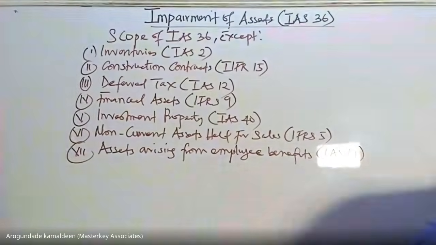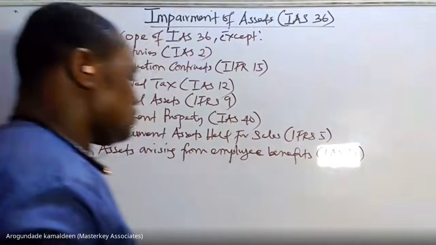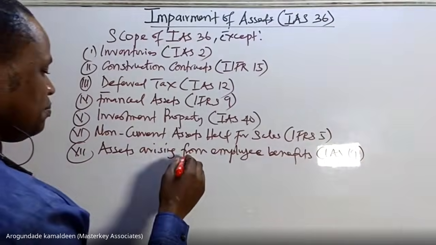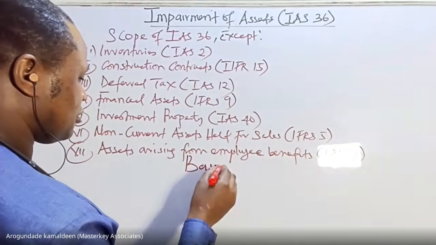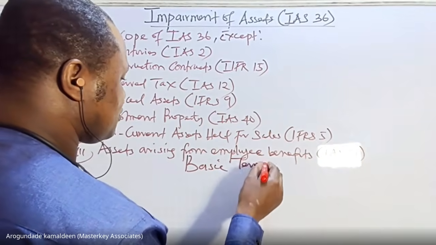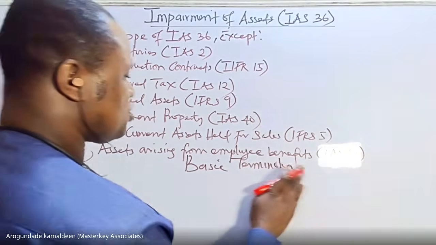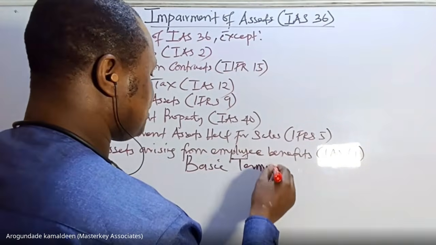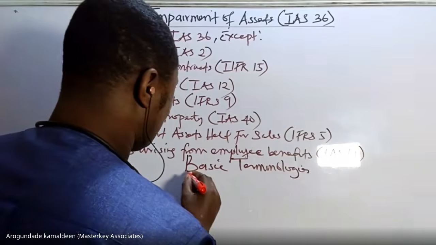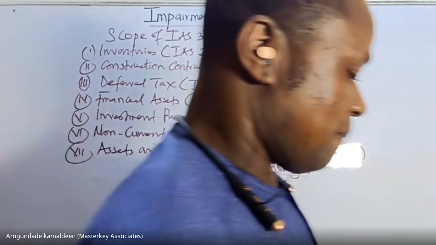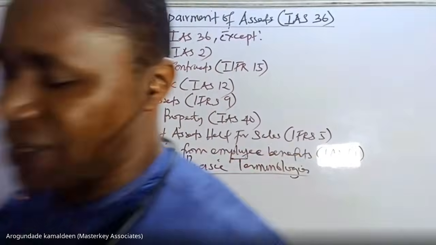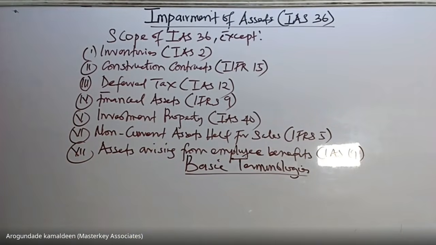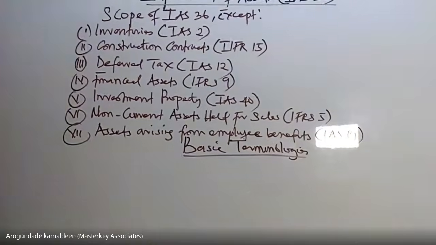So having said that, it is important we look at some basic terms, basic definitions, because your understanding of IFRS begins from the definition of some terms. Remember, impairment. What is impairment now? Everything is in the material I sent to you. I'm just trying to explain.